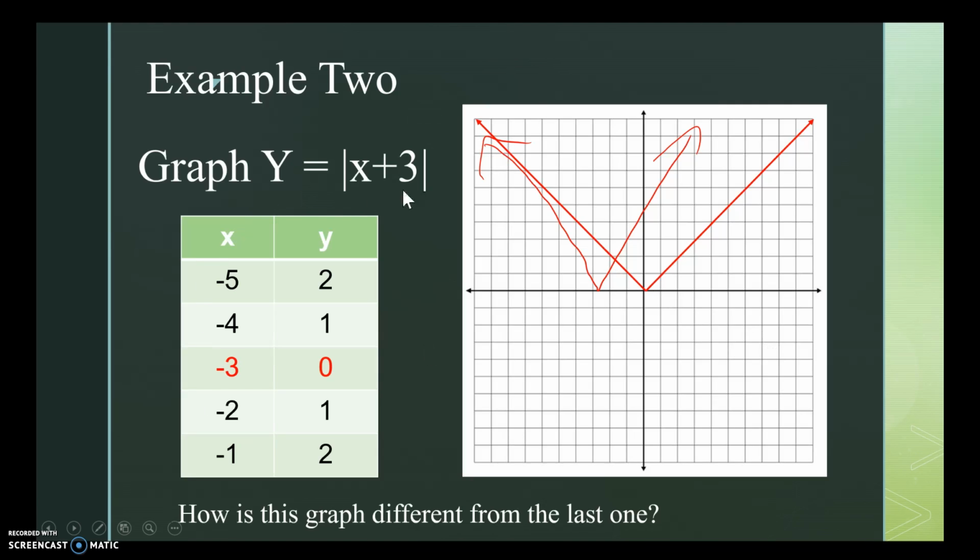So when it's plus 3, it goes to the left 3. And when it is minus 3, it actually would go to the right. In that case, the horizontal shift goes the opposite of what your eyes see. If you see a plus, it means go left. If you see a minus, it's going to really clue you in to go right.